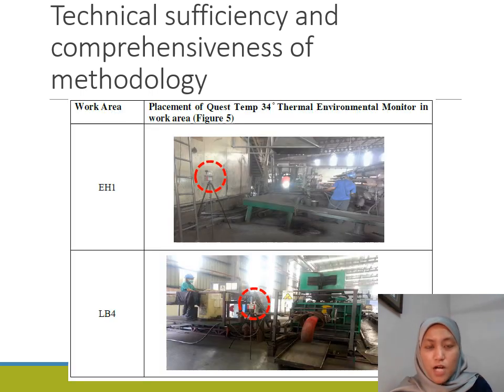Here is how they place the Questemp 34 thermal environmental monitor. Here we can see for EH1, they placed it here. So this is the work area, and this is the work area. I believe it's the source of the heat, and then this is the WBGT, and these are the workers being exposed.